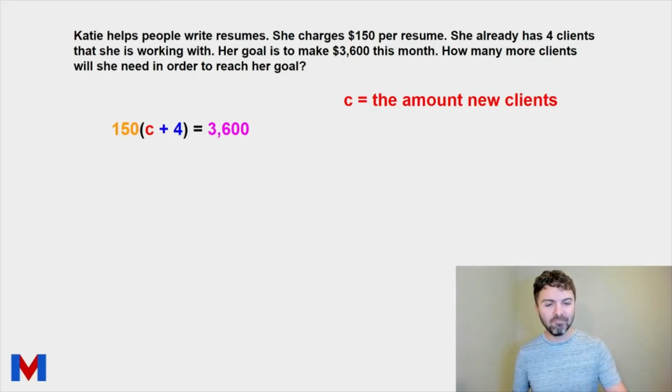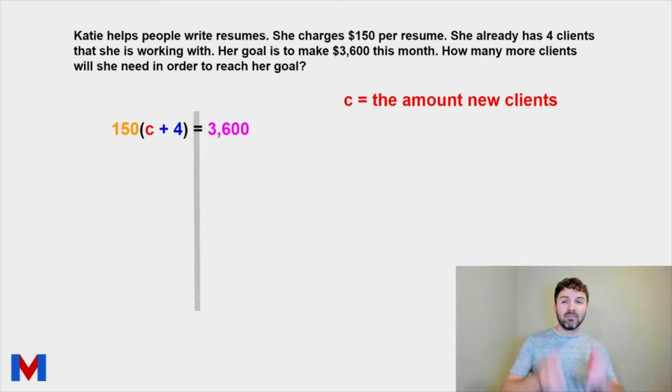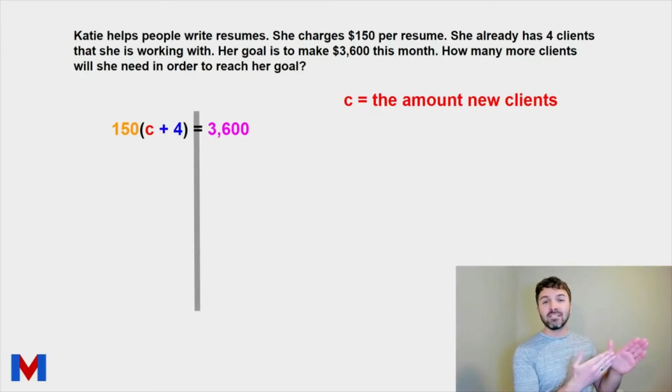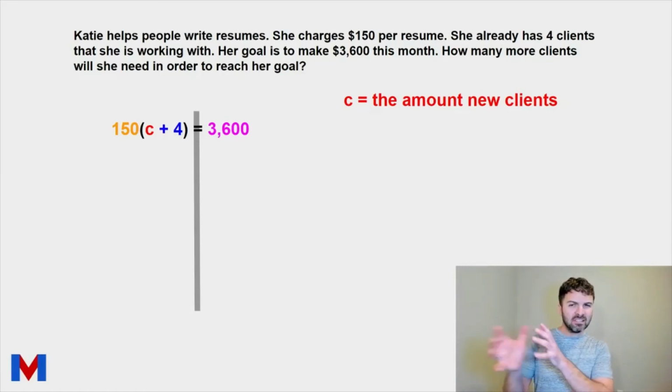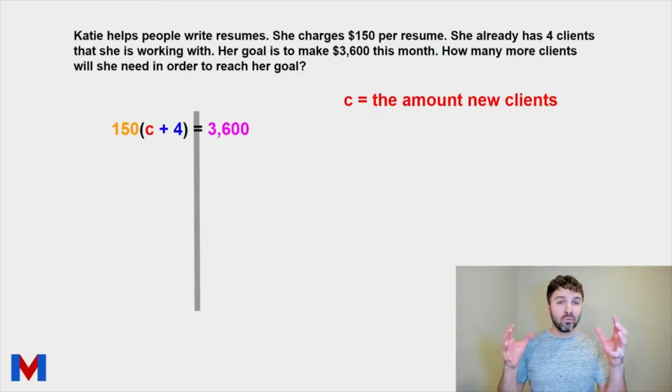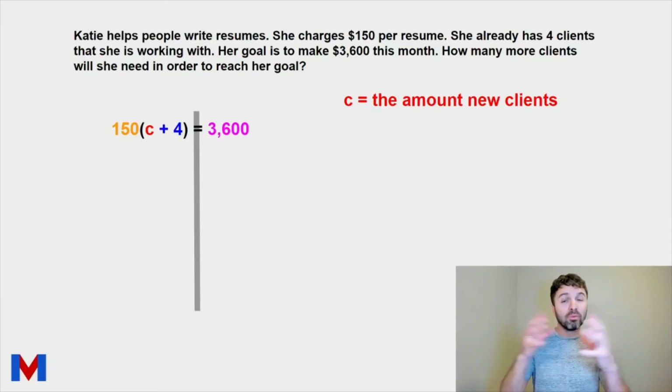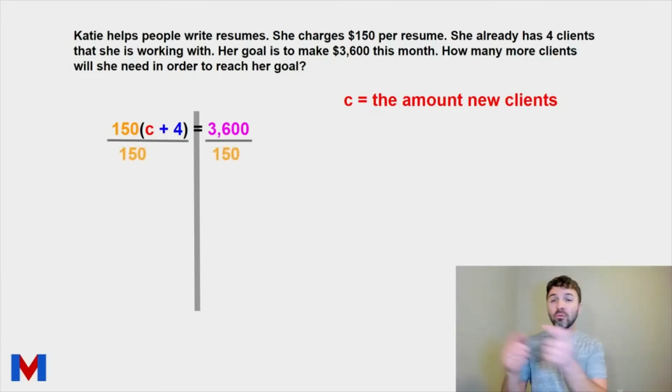All right. So again, set up that bar, the balance bar, to remind myself that whatever I do to one side of the equal sign, I do the exact same thing to the other side. Okay? And again, that 150 is the one that's furthest away because you do parentheses first and then you multiply. So to undo multiplication, we divide. We do one side, do the same thing to the other side. So divide both sides by 150.